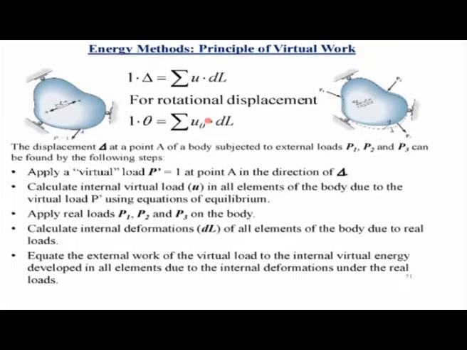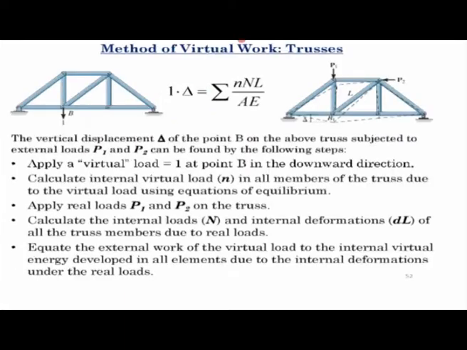So from a general system, we'll now move on to a truss. So if we have to find the deformation at this point B in a truss in the downward direction, the actual loads on the truss are shown in this figure on the right hand side. This is P1 and P2, and you want to calculate the deformation in the downward direction at this point B.